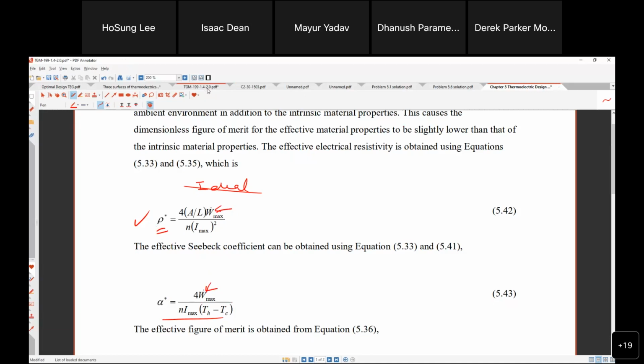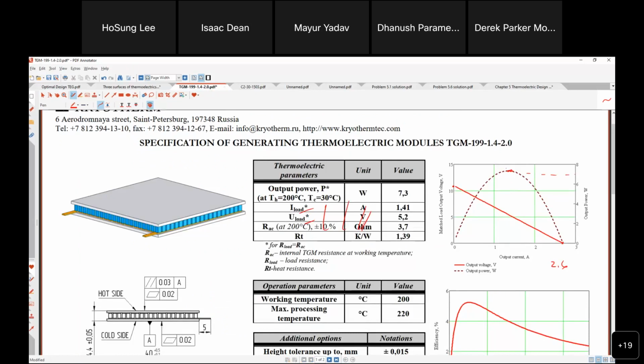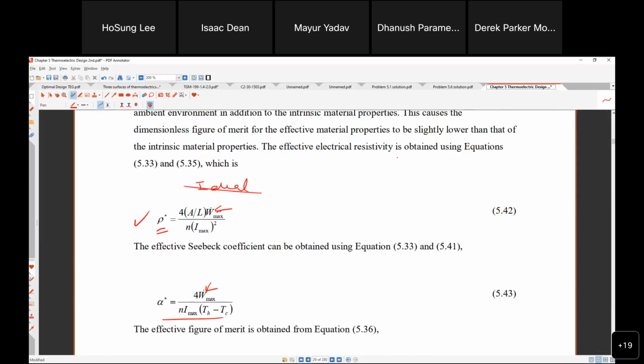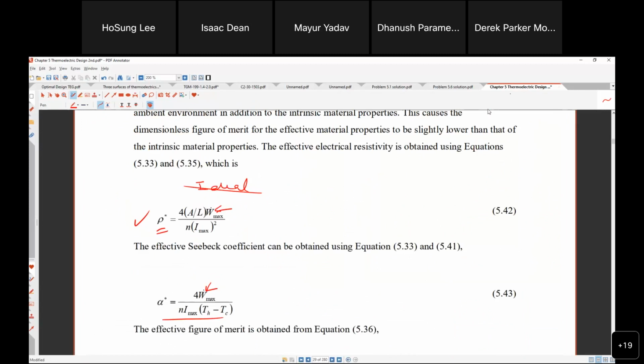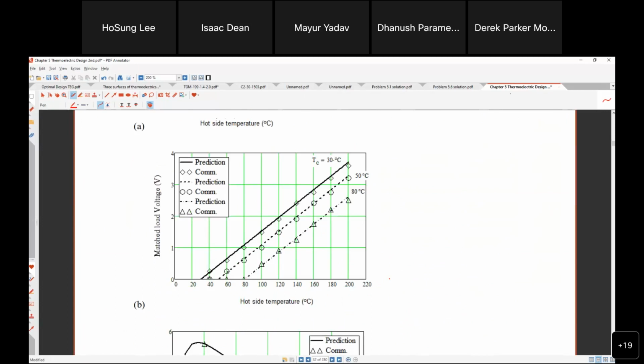That's the effective property. So we calculate the effective material property with the real maximum values, like this one, even though they didn't provide it here. I just checked here, took the maximum, plugged in, and got the effective material property. Then I compared the line of the ideal equation with the effective material property.